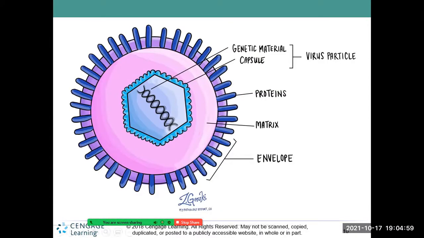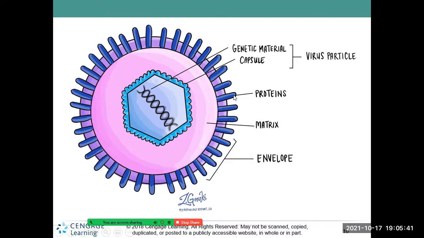Here we've got the most internal part. This is the genetic material capsule, where the DNA of the virus resides. It is surrounded by a virus particle, and this is the working material. The matrix surrounds that. Here you can see the capsule surrounded by a matrix, and then there are proteins on the outside, which make up the envelope.